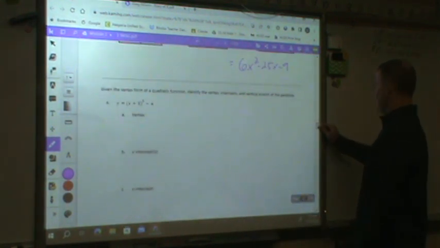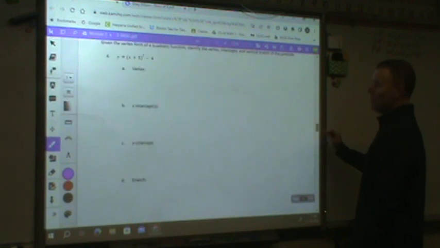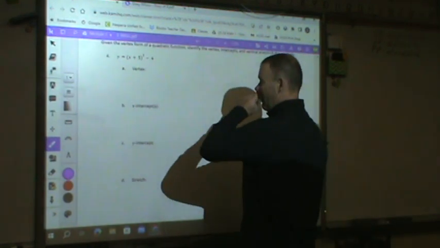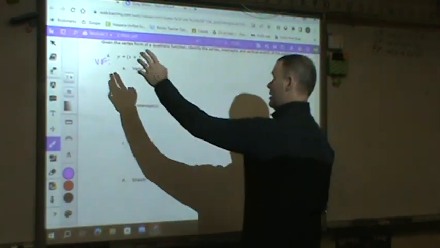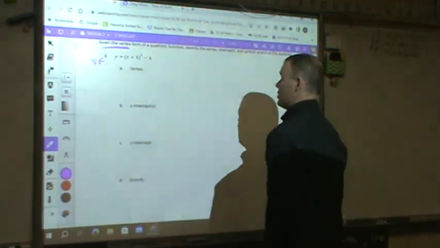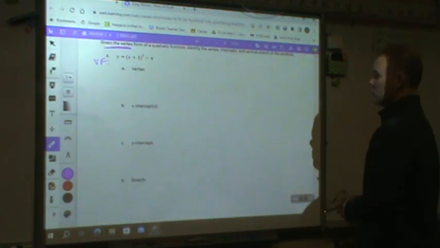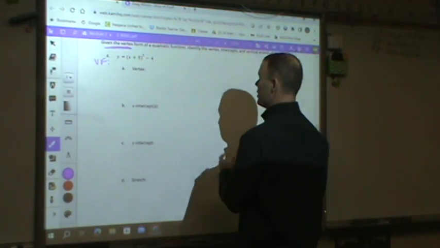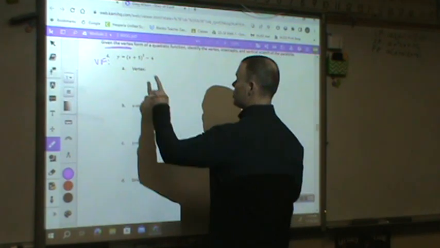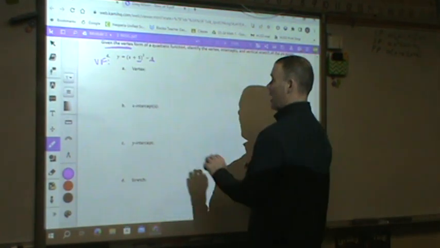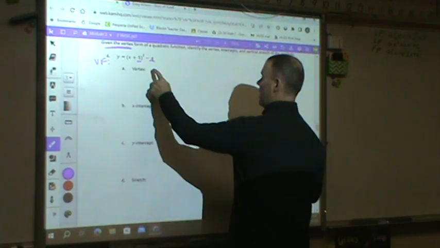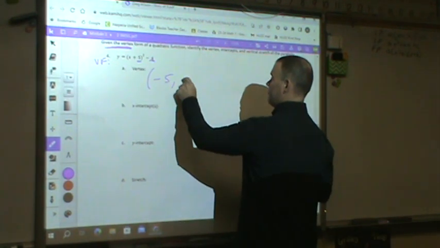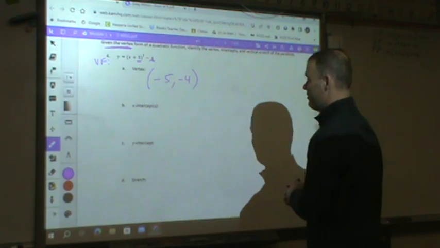The next section, the first thing I ask is, what form do you see? What form you should see is vertex form. And not to mention, if we read the directions, it says given vertex form. So if I'm given vertex form, I should know the vertex. The vertex is h and k. Well, there's h, there's k, sort of. The idiosyncrasy you've got to remember is if it says x plus 5, it's actually minus 5. So my vertex is minus 5, minus 4.